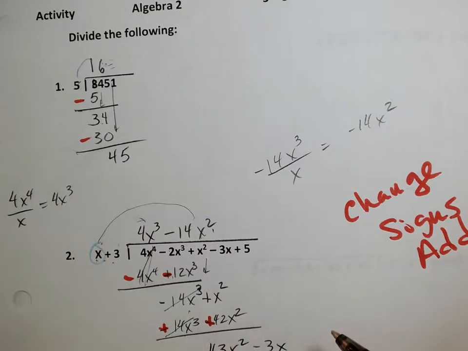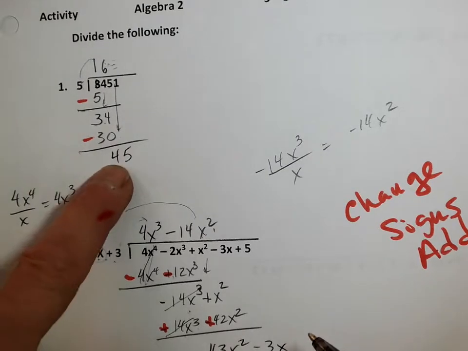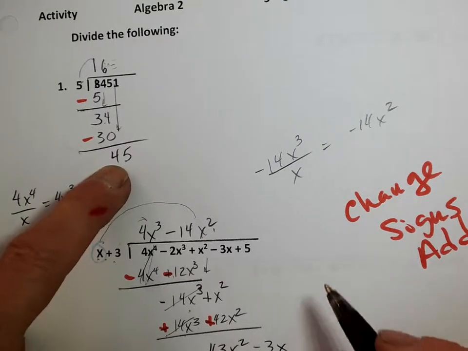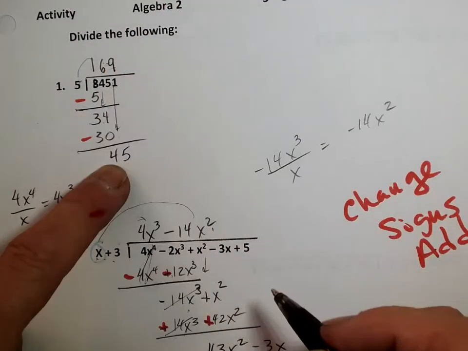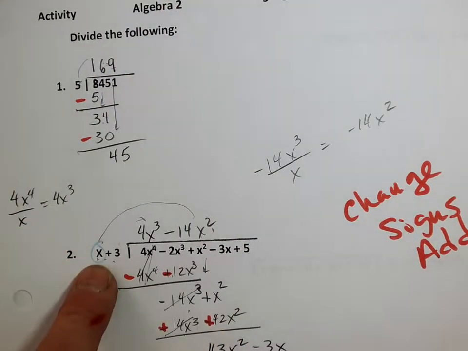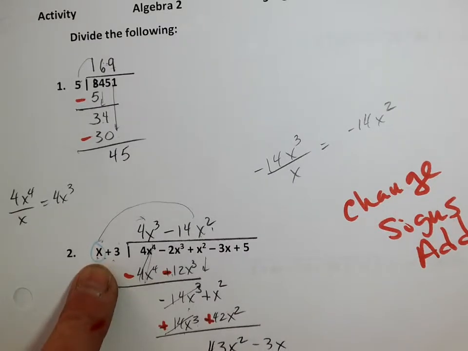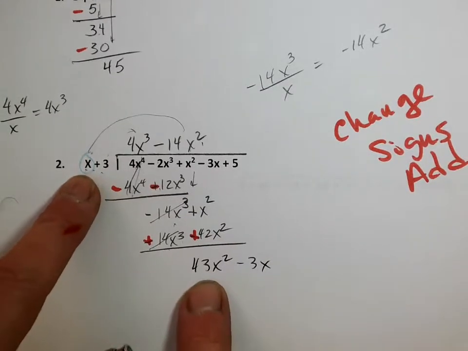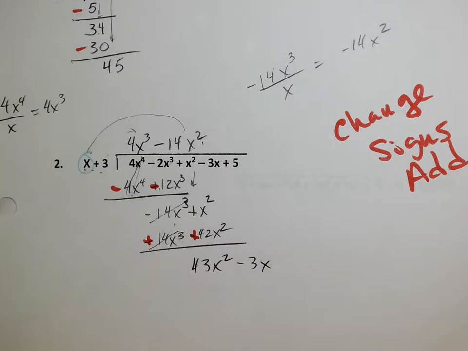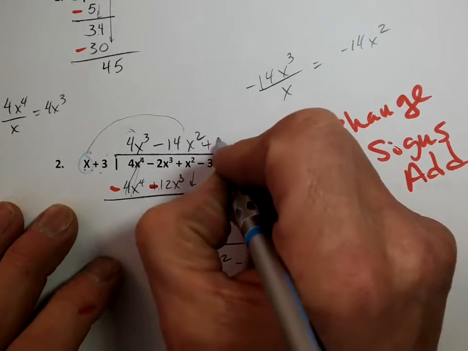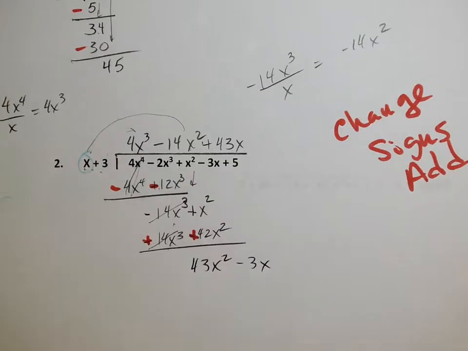All right, then I ask myself, okay, 5 goes in 45 how many times? 9 times, right? So I'm going to put the 9 up here. Same process here. X goes into 43x squared how many times? 43x. You guys agree with that one? 43x, okay. Positive 43x.